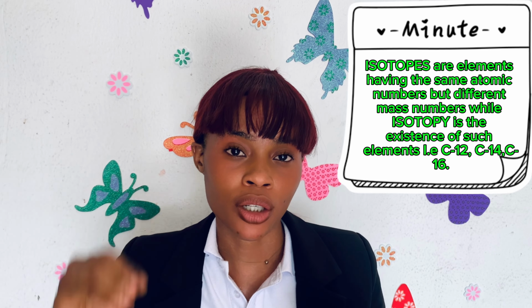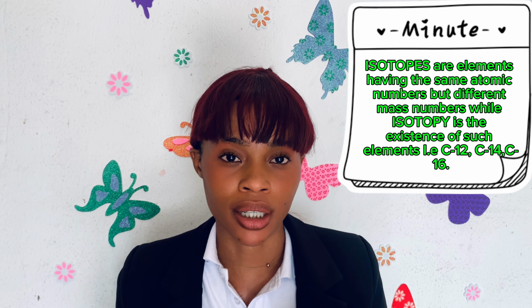But for the modification, it was later discovered that atoms of a given element may have the same atomic number but different mass number. So this was what bettered what we now know as isotopes or isotopy. So I'm going to be defining very quickly what isotopes or isotopy is. So what are isotopes? Isotopes are elements having the same atomic number but different mass numbers. So they have the same atomic number but different mass number.